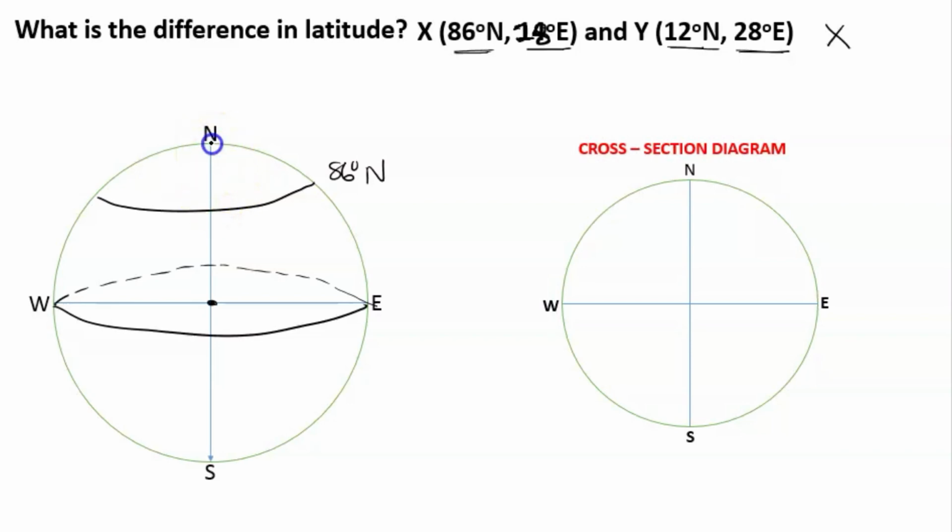So let's draw the common longitude. Let's say this is our 28 degrees east. This is the common longitude that we have. Then on the second side, where this one meets happens to be our X. So the next one is 12 degrees north. This point is X. I believe you agree with that.